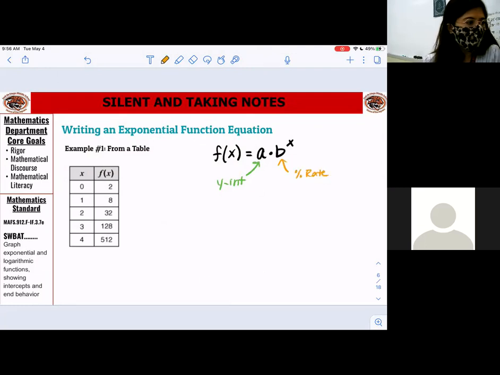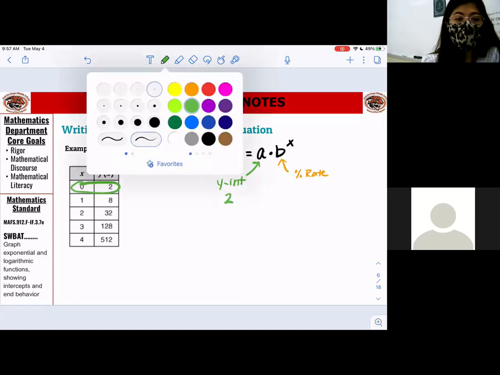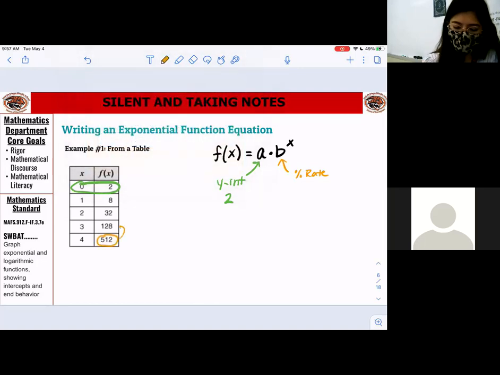Okay, so I have a table, let's identify those values. What is the y-intercept? Good, 2. What is the percent rate? Now in this case, you can see the pattern pretty easily, but remember that you can always divide to find out. So if you're not sure, just go to the bottom and divide and see what you get. 4, good. And if you do it each time, you're always gonna get 4. Right? 32 divided by 8 is 4. 8 divided by 2 is 4. So our percent rate is 4.